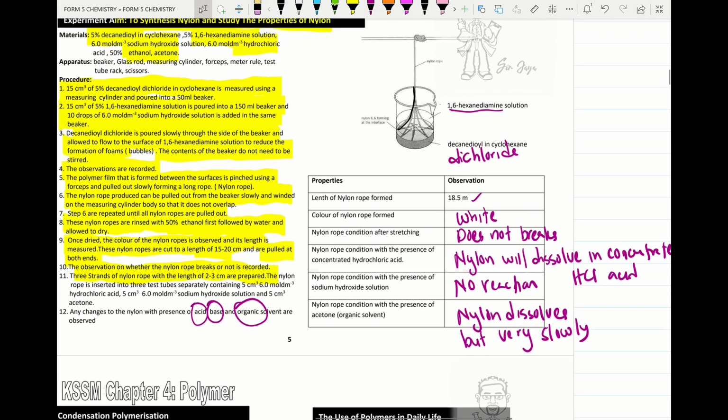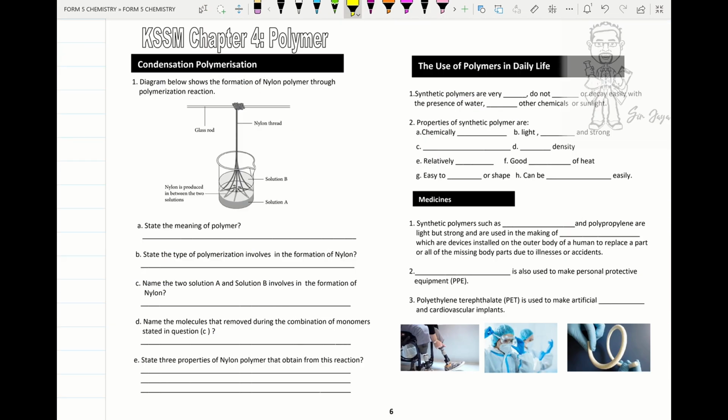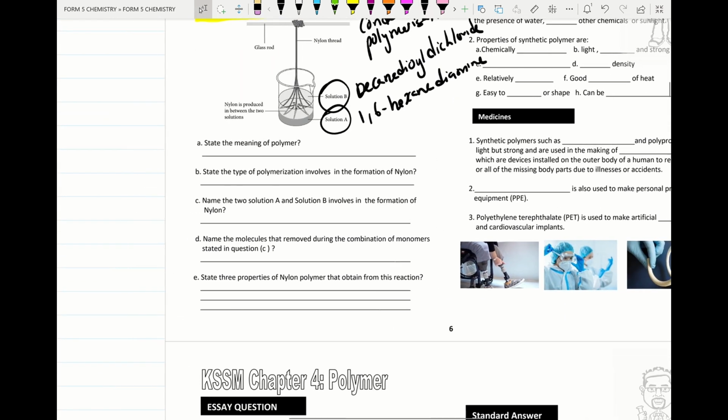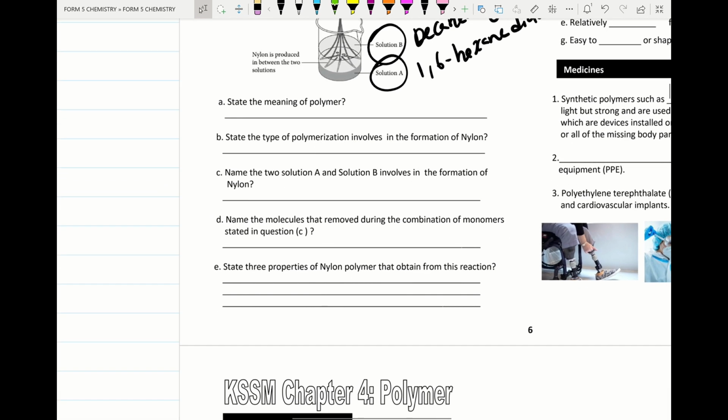So we move on to the next part, trying to do one structure question based on the formation of nylon through a polymerization reaction. This experiment is related to the condensation polymerization done in the laboratory. Solution A will be 1,6-hexanediamine solution, and solution B will be decanedioyl dichloride solution. Try to answer the first question. State the meaning of polymer.